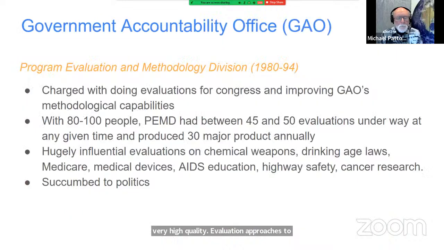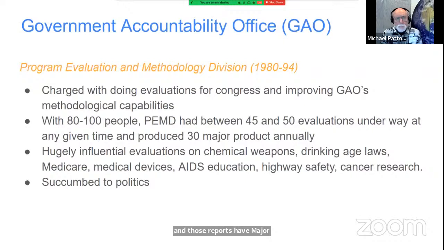The GAO office did 40 to 50 evaluations a year under Eleanor's leadership. And the work that they did really set a high bar for how accountability was an evaluation function. And those reports had major impact upon government.